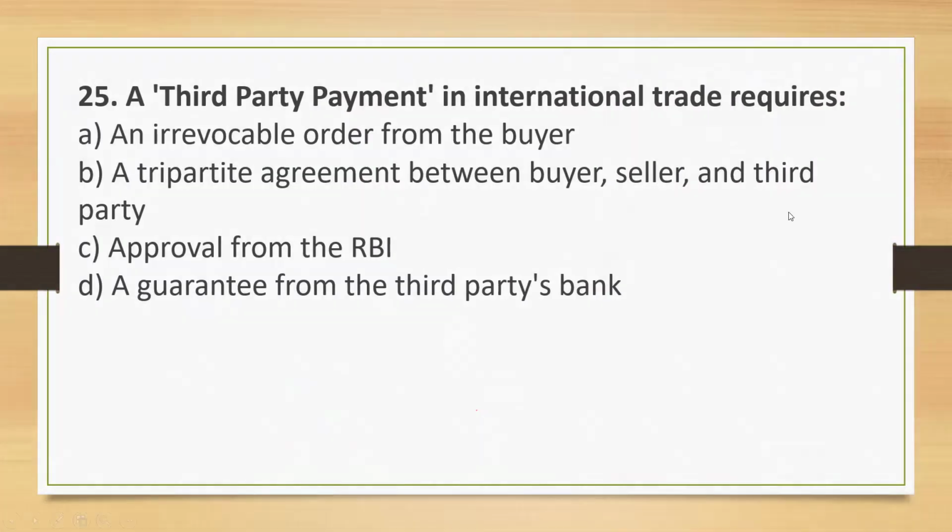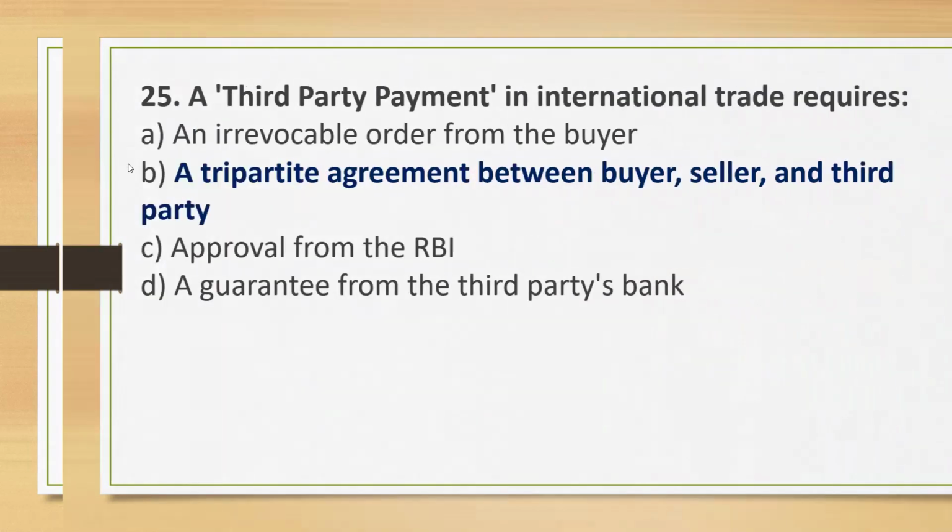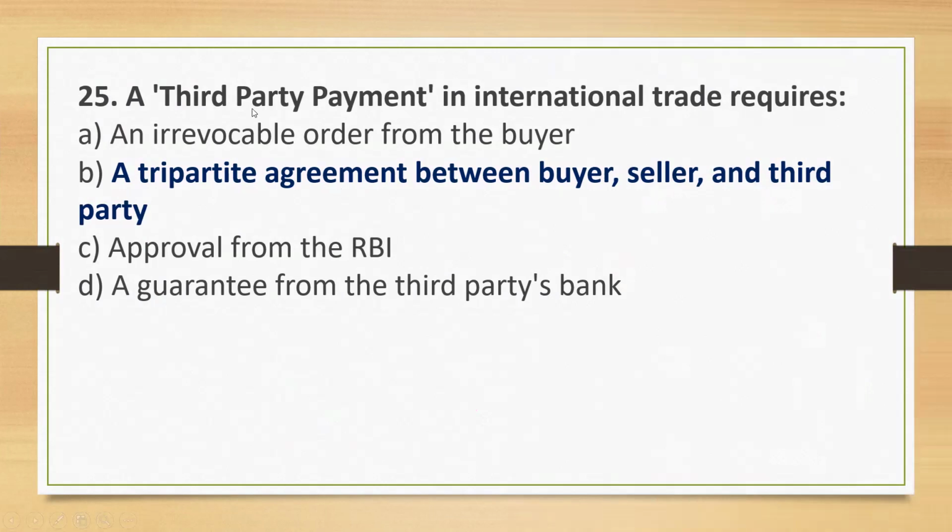So this is our last question of the day, question number 25. A third party payment in international trade requires: irrevocable order from the buyer, a tripartite agreement between buyer, seller, and third party, approval from the RBI, a guarantee from the third party bank. Let's see the right answer. Correct answer is B, a tripartite agreement. So whenever any third party payment is coming, a tripartite agreement should be there between buyer, seller, and third party. Then only that transaction will be called valid. Otherwise, there will be problems for the exporter and importer both in their countries.